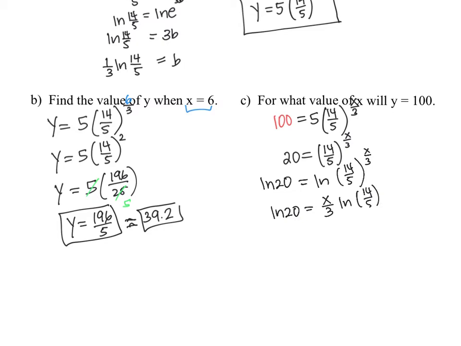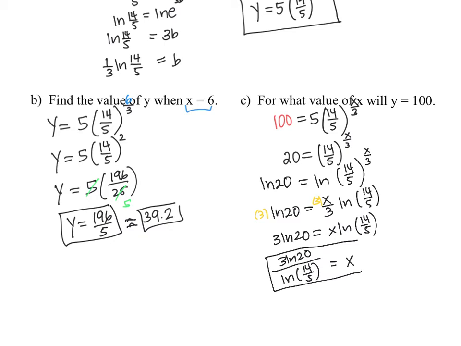Okay, what am I going to do? I think I'm actually going to times this 3 over so I just have less fraction. Okay, then I can divide by the natural log of 14 over 5. Okay, this is a reasonable answer. It's fair. It's simplified the best I can.